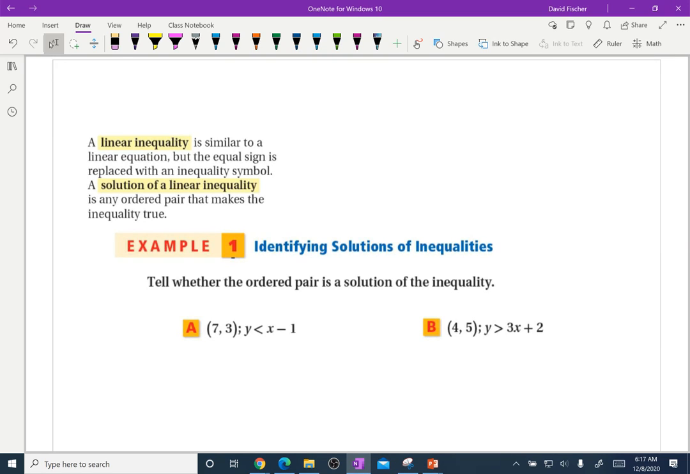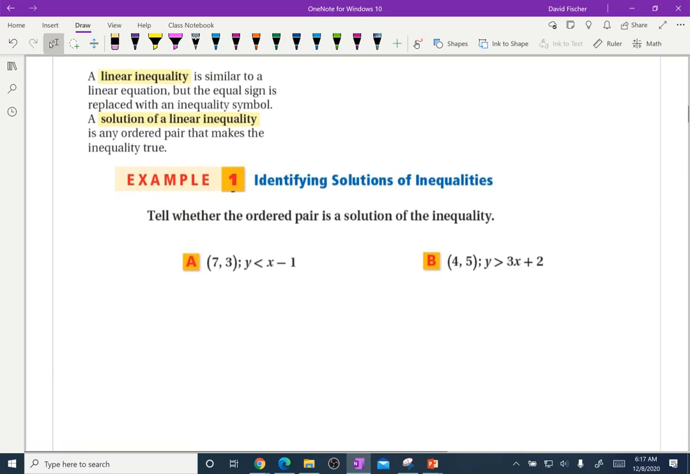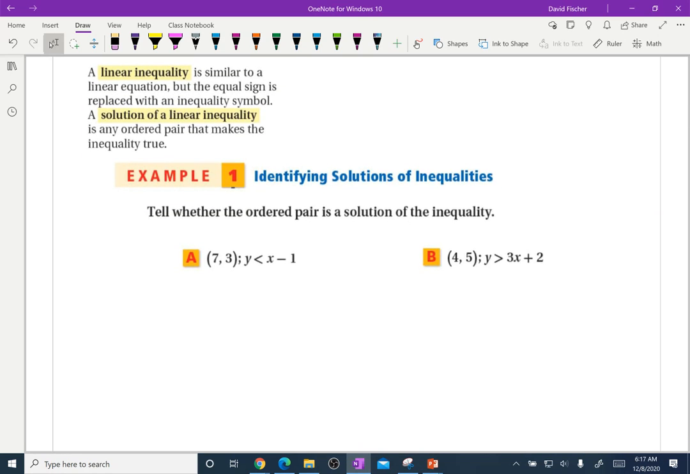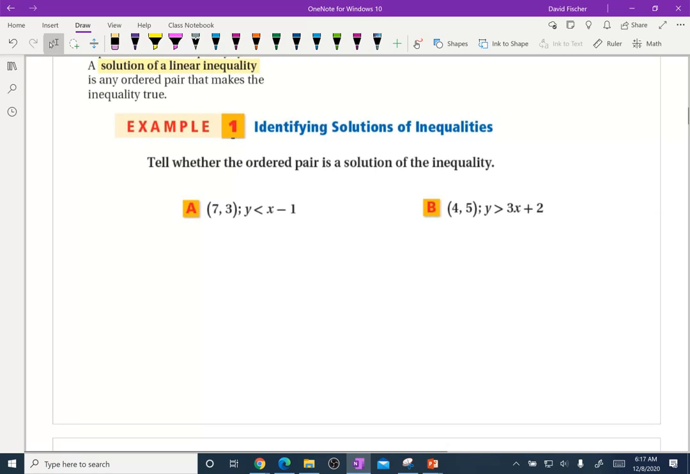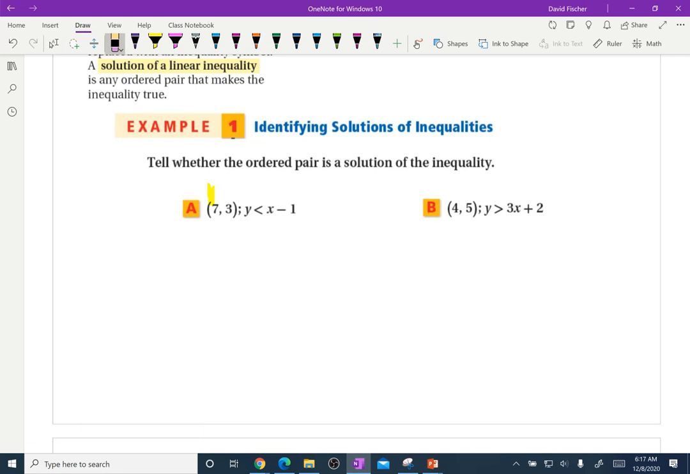So a linear inequality is similar to a linear equation, but the equal sign is replaced with the inequality symbol. A solution of a linear inequality is any ordered pair that makes the inequality true. So this is how we check our work. They said we think the solution is 7, 3. Again, I was disappointed with some of my kids in school because they didn't know how to check their work on that last quiz.